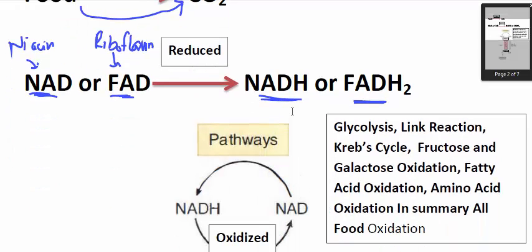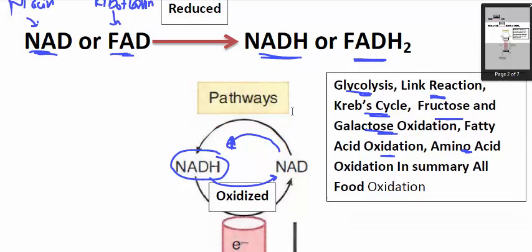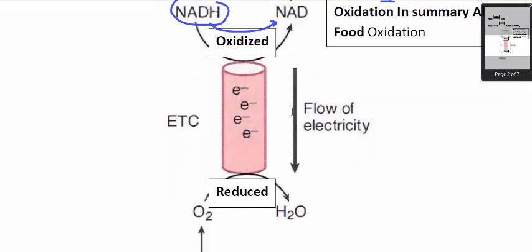In all those pathways, for example glycolysis, link reaction, Krebs cycle, fructose and galactose oxidation, fatty acid oxidation, amino acid oxidation, in summary all food oxidation, NAD is reduced to NADH. Now this NADH has to be oxidized back to NAD, and once it is oxidized it has to lose electrons, because oxidation is loss of electrons. Those electrons will be gained by oxygen, and oxygen will be reduced to water.